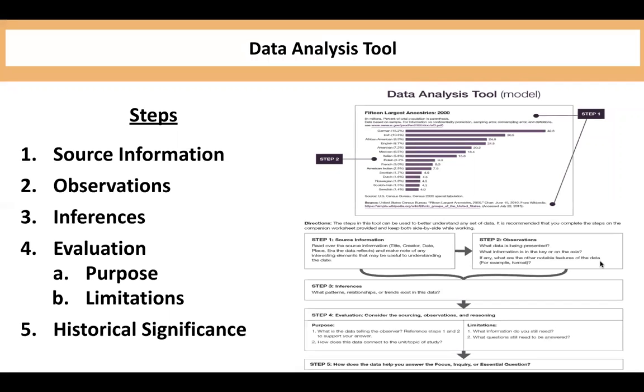When looking at the data analysis tool, we need to look at the steps. There are 5 steps in total. 1, we need to source the information. 2, we need to note down our observations. Then we need to make our inferences in step 3. Step 4, we evaluate everything we've done and specifically look at the purpose and limitations of the data in front of us. And then we wrap it all together to try to analyze the historical significance.